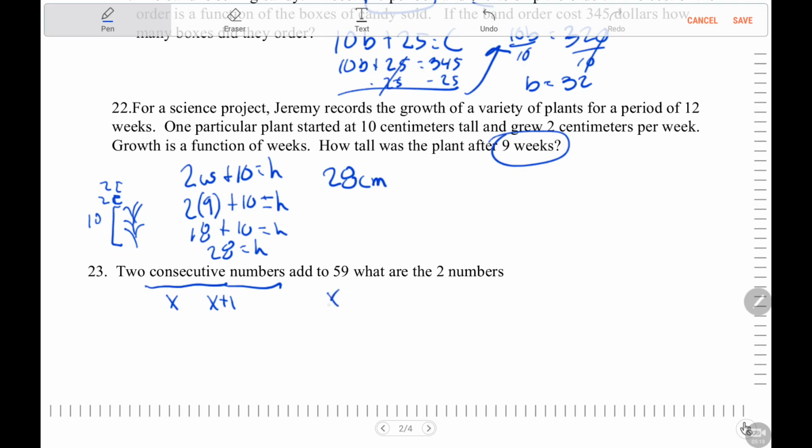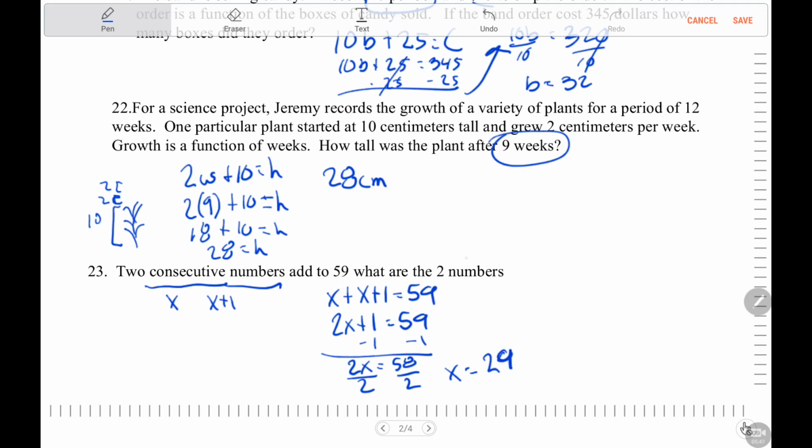Well, x plus x plus 1 equals 59. So we get 2x plus 1 equals 59, minus 1. 2x equals 58. Divide by 2. x equals, what is that, 49? Oh, sorry. 29.